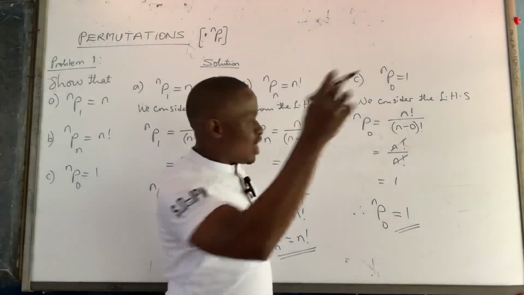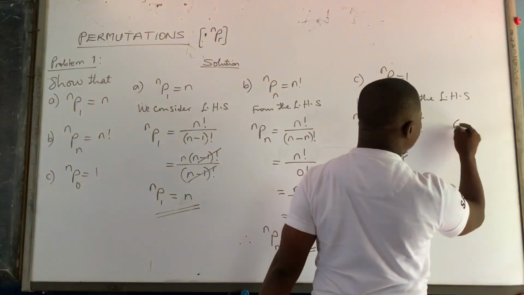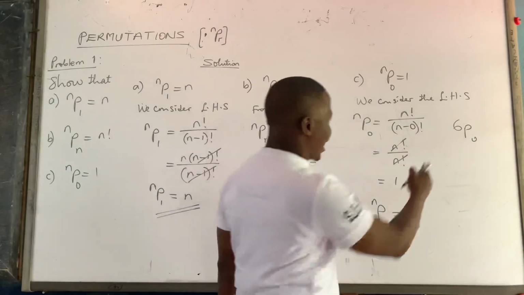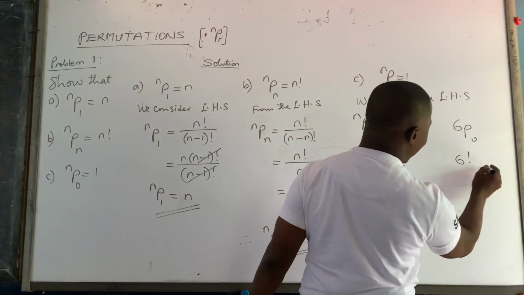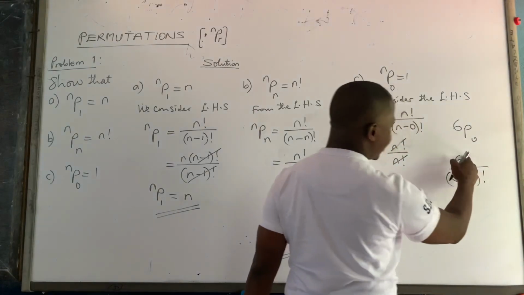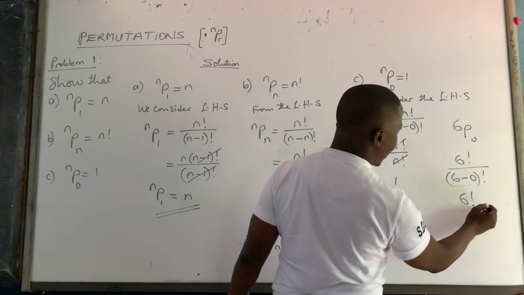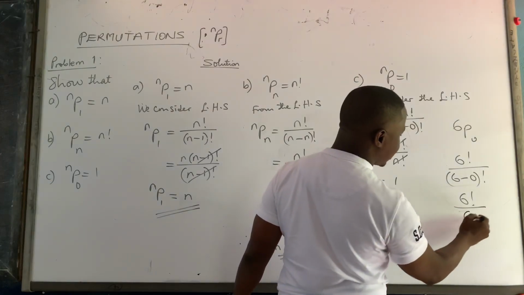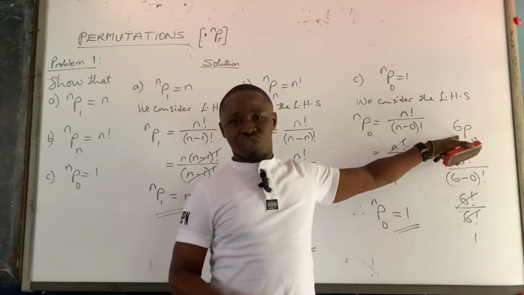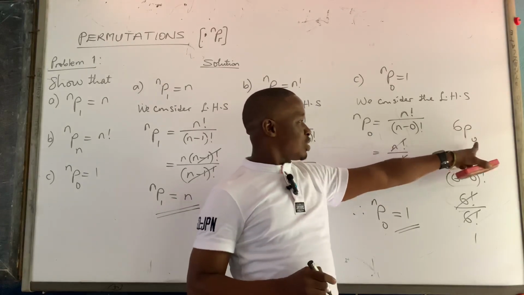Let us see something here. What if we say 6 permutation 0? Let's see if we can get 1. Well, we can say 6 factorial divided by 6 minus 0 factorial. So we say 6 factorial, 6 minus 0 is 6 factorial. This will give us 1. So even if you have 30 permutation 0 is 1. 100 permutation 0 is 1.